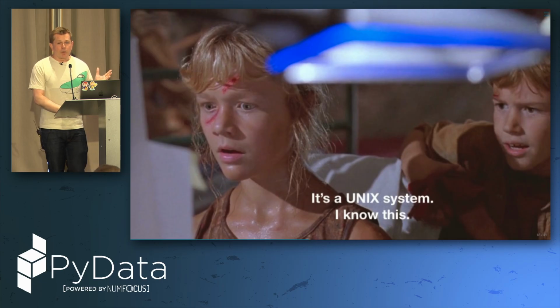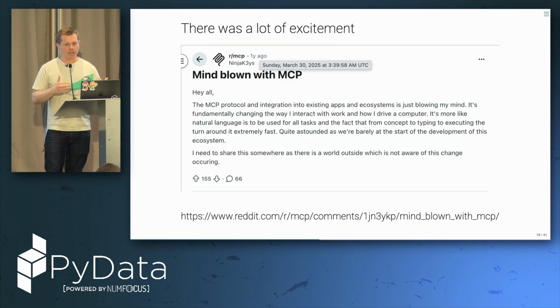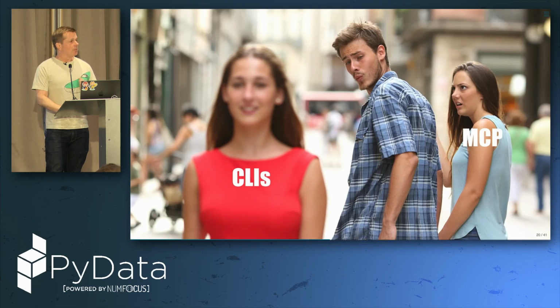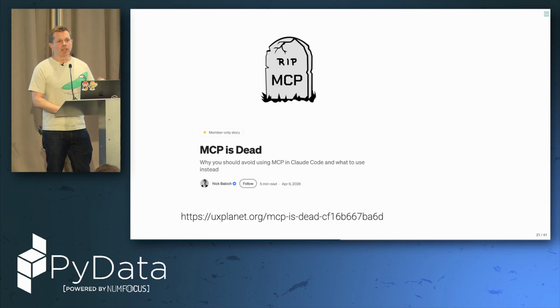MCP came out at the end of 2024. There was a lot of excitement when it first came out because it was really the first way that you could add tools like this, external resources, into your agentic workflows. The first standard way to do this. Naturally, there was a backlash. A lot of people were like, well, Claude Code's really good at using command line utilities. Why would I register this MCP server with all of these tools when it can just shell out and use the CLI? Leading some to say that MCP is dead.